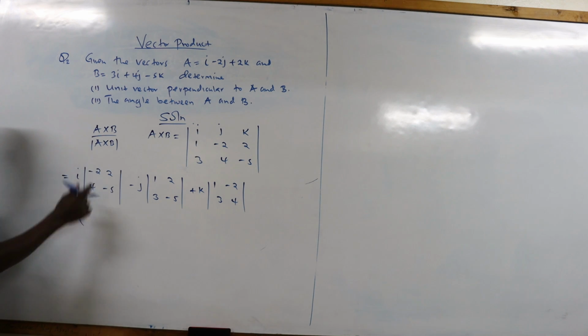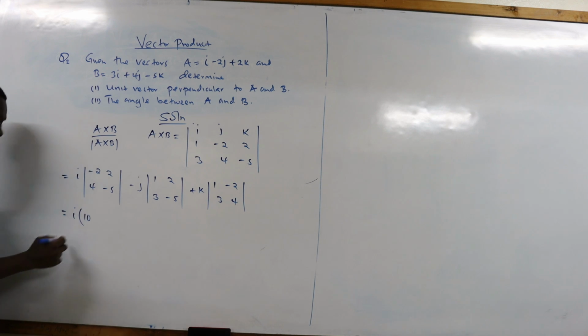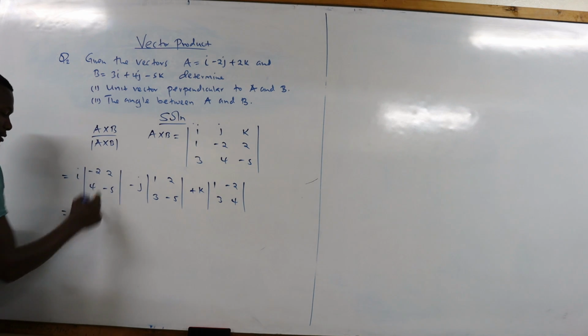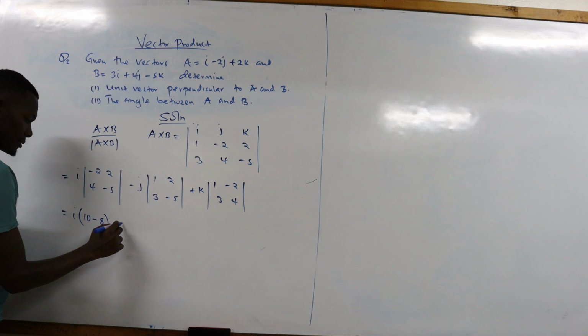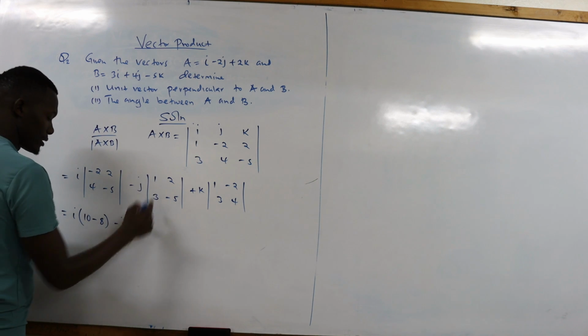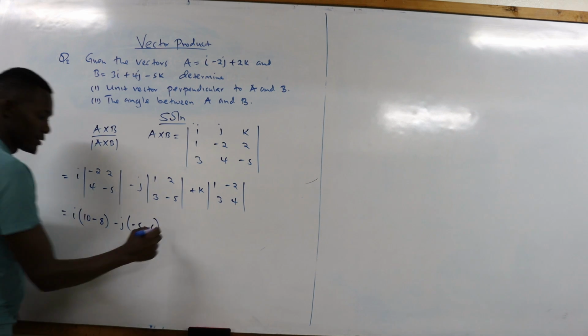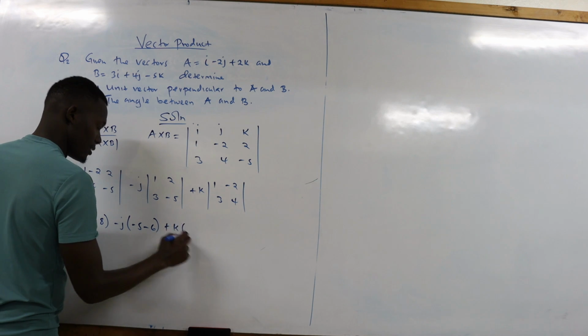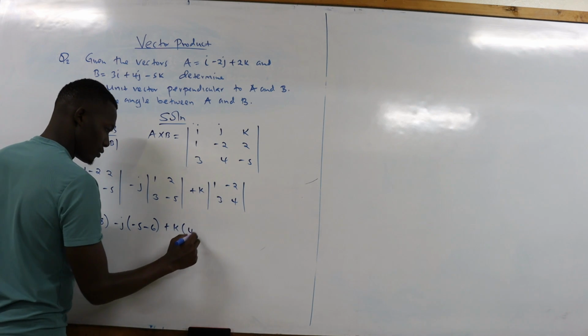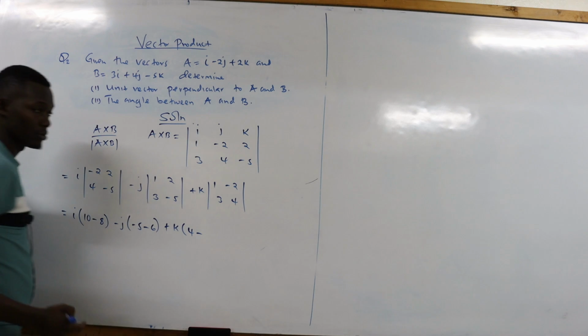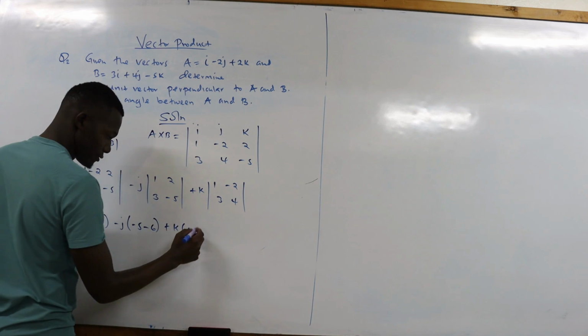So this and this gives you 10, positive. Then minus, this times that gives you 8, then minus j. This times this gives you negative 5, minus this times this gives you 6. Then plus k. This times this gives you 4, minus 3 times negative 2 gives you negative 6, and you have a negative, so it gives you positive 6.